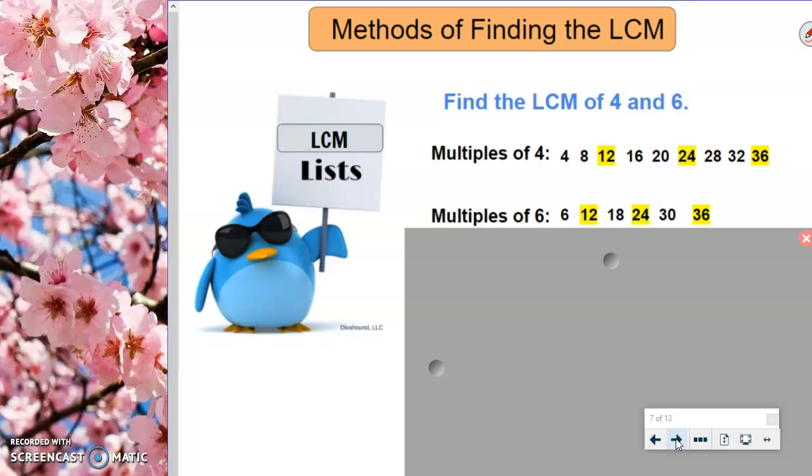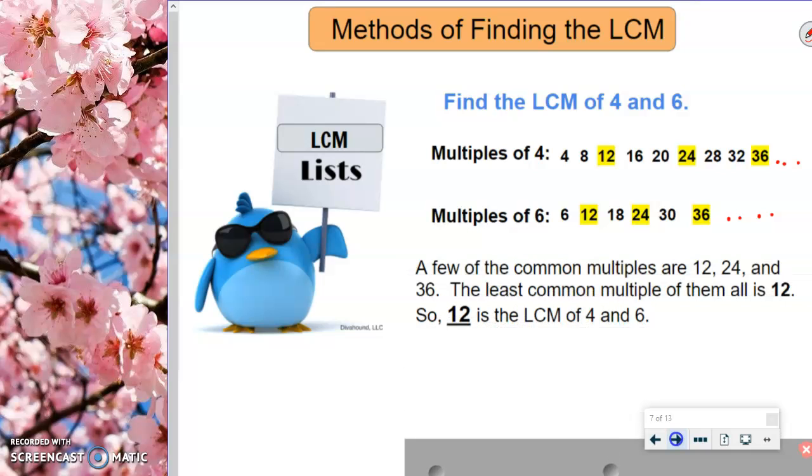If I list the multiples of 4, that would be 4, 8, 12, 16, 20, 24, 28, 32, 36, and so on. If I list the multiples of 6, that would be 6, 12, 18, 24, 30, 36, and so on. You can see that these share some common multiples. They share the multiple of 12, the multiple of 24, and the multiple of 36. If I'm trying to find the least common multiple, that's the smallest multiple that they share in common, and that would be 12. So the least common multiple of 4 and 6 would be 12.